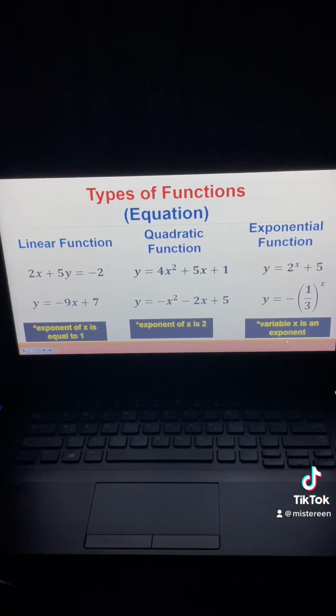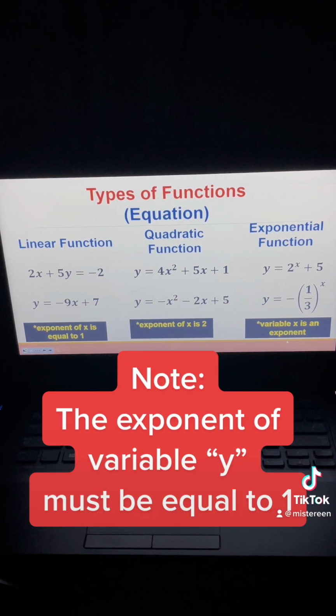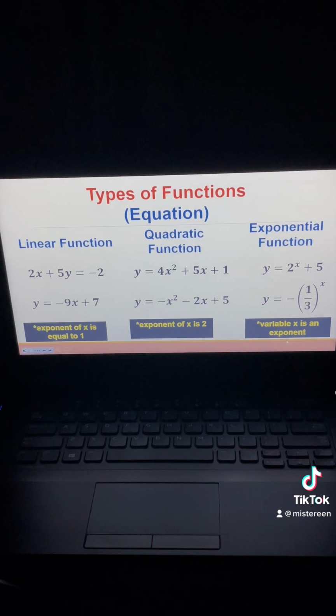Now let's compare the different types of functions in terms of their equations. It is understood here that the variable y will have an exponent of 1. All these kinds of functions will have the exponent for y, the number at the top of y, as 1. As you can see here, it's an invisible 1, invisible 1, invisible 1. So that's what we assume. And then we're just looking at the x's.